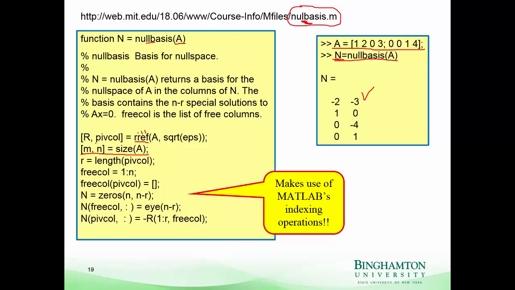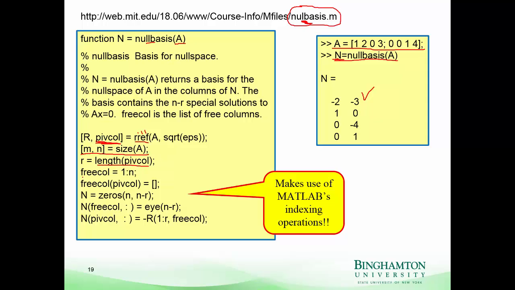And this variable from RREF will give you pointers, the indices of the columns of A that are the pivots. So that's pretty obvious from the name, pivcol. So the length of that will tell you how many pivot columns you have. Now we want to get a pointer into the free columns. So pivcol will allow us to extract the pivot columns.